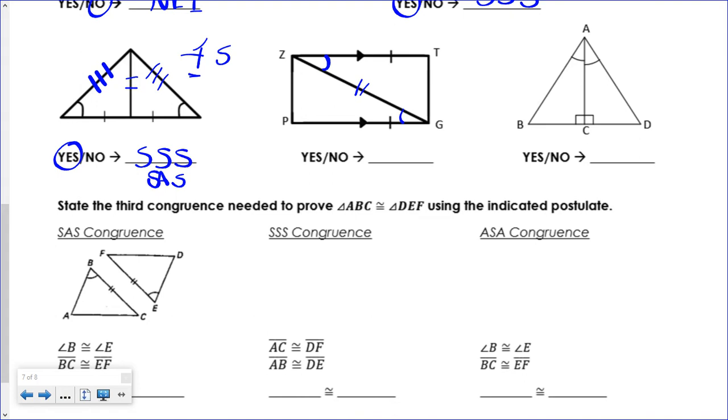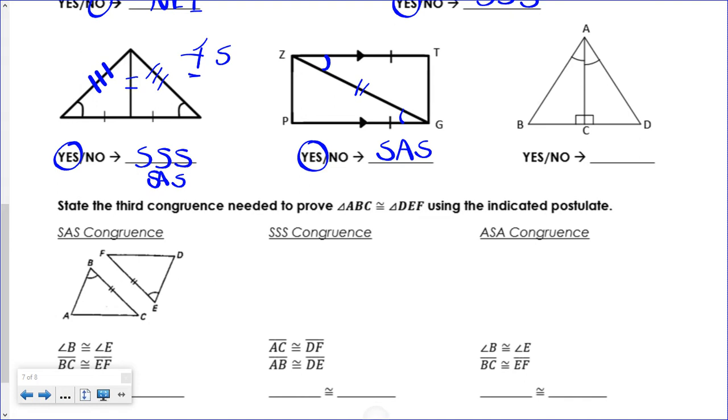Is that enough? What rule would that give me with that information? Side, angle, side. I have a side sandwich with the angle in between with both triangles. Side, angle, side, and side, angle, side. Does everybody see that? So these would be congruent by side, angle, side.